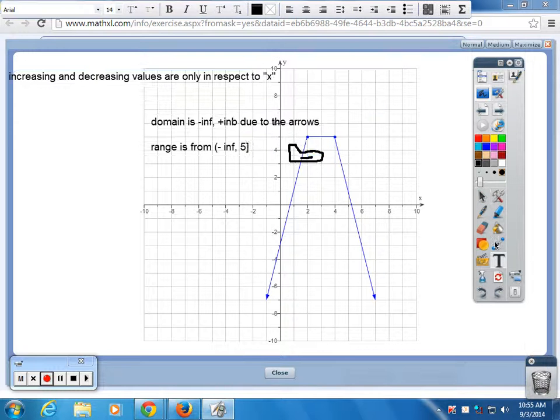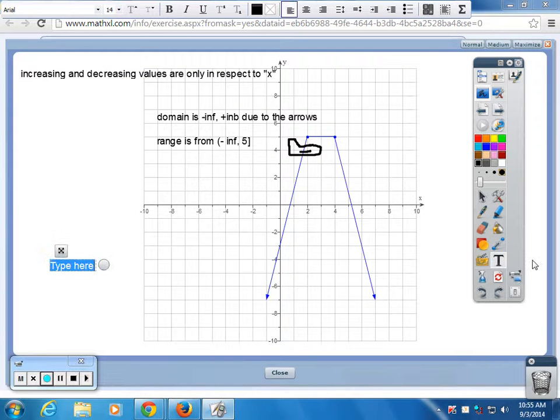So from negative infinity to 2, what are we doing? In respect to x, from negative infinity to 2, the plane is what? Increasing. Good. Somebody finally said it.